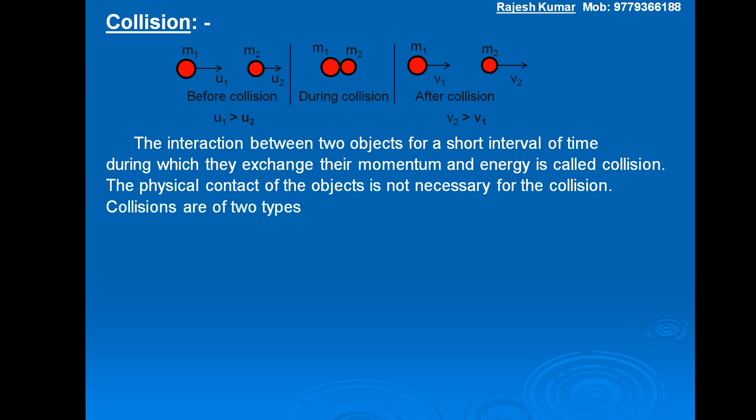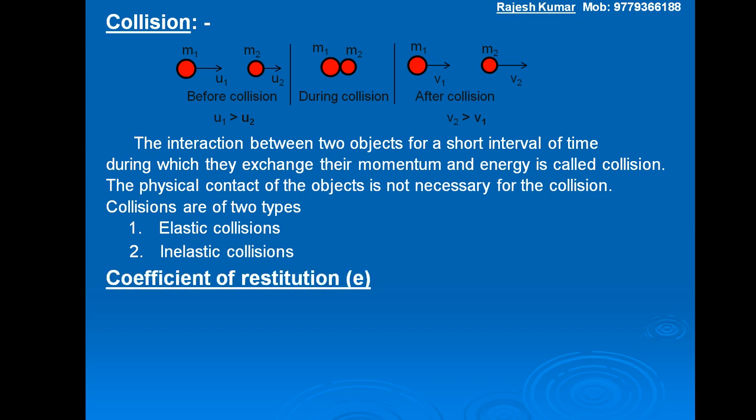Now collisions are of two types. Number one, elastic collision. Number two, inelastic collision. Now in collision, there is one more term, coefficient of restitution, small e.